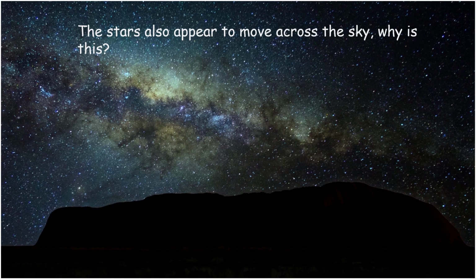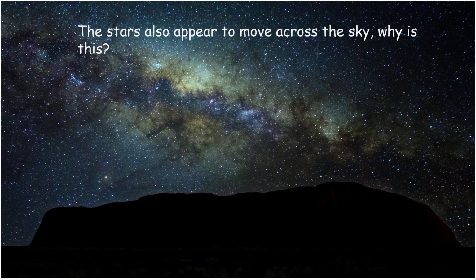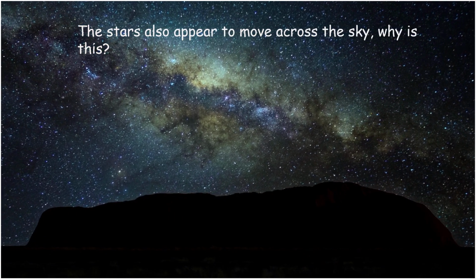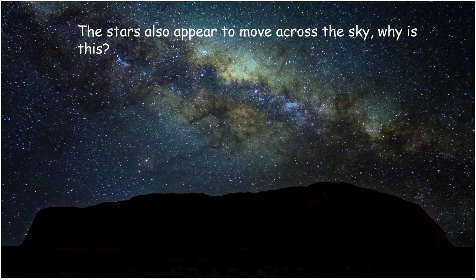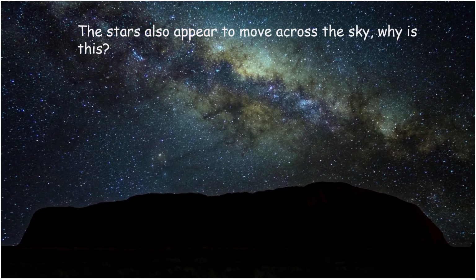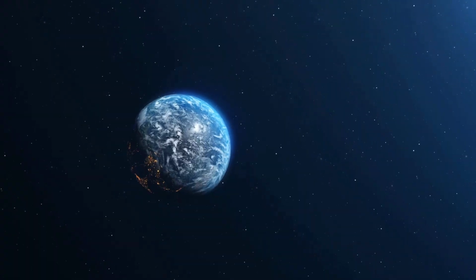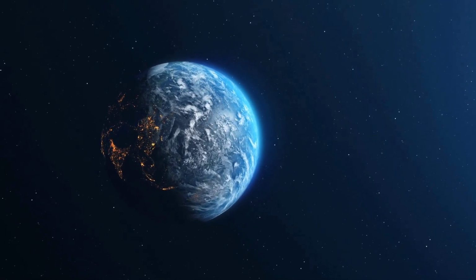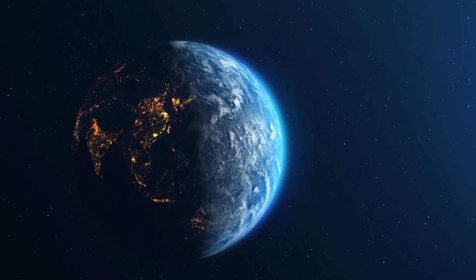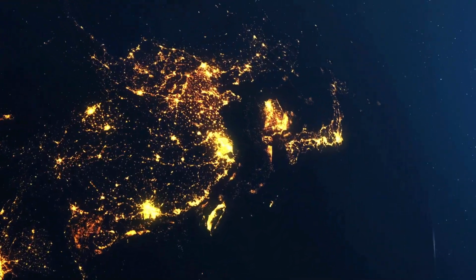Look at this night setting. The stars appear to move across the sky. But really the sun and the stars are not moving relative to the Earth's position. So why is it they appear like they're moving? It's actually the Earth that's hurtling through space at a tremendous speed. And this gives the impression of the stars and the sun moving across our sky.